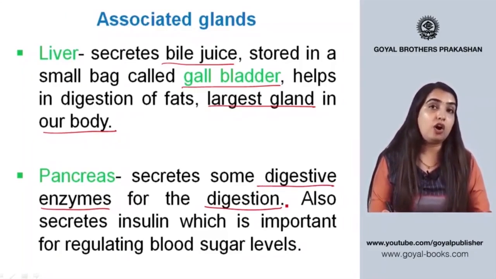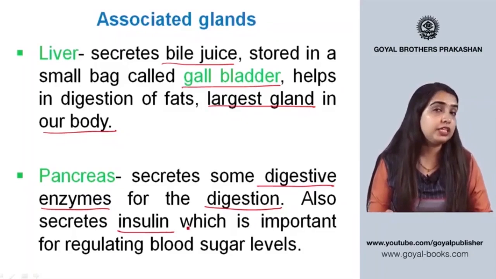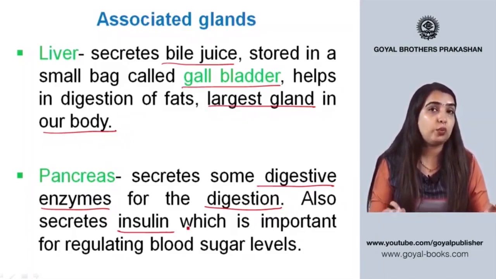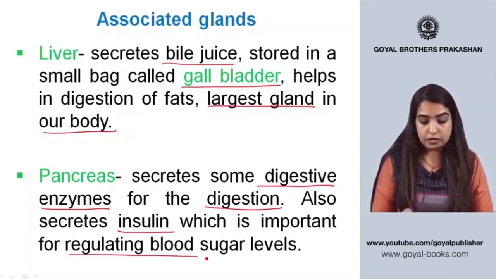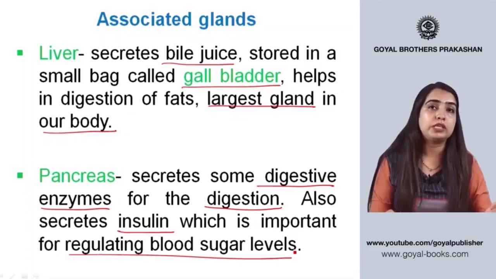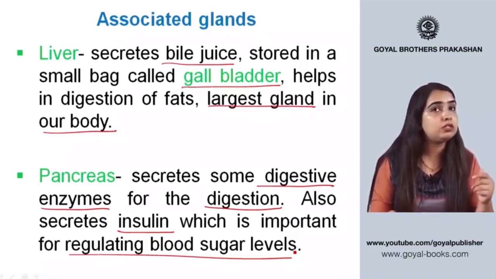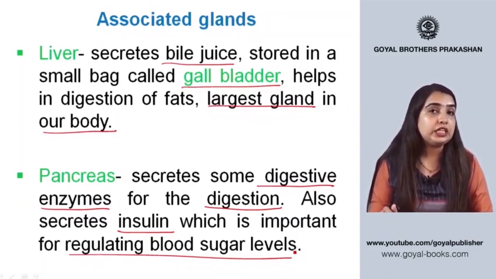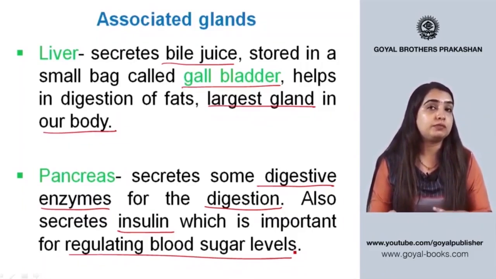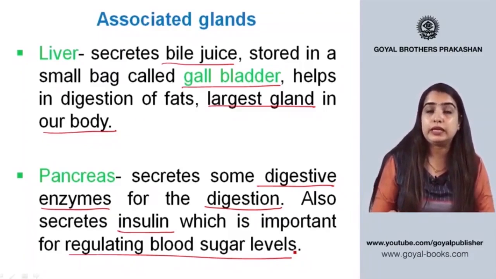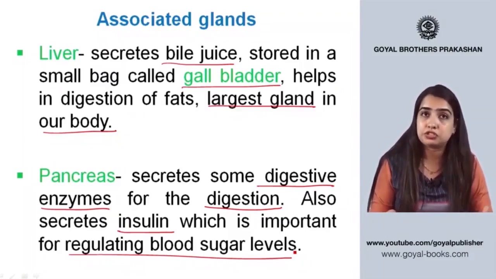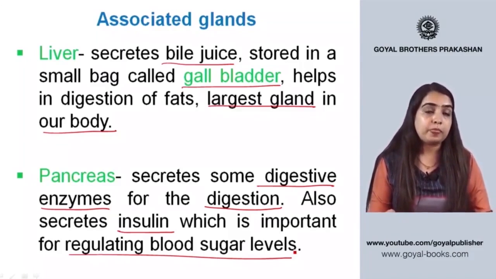Now, the pancreas also secretes certain digestive enzymes which help in digestion. It also secretes insulin, and insulin is very, very important because it helps in regulating blood sugar levels. If you've heard about any diabetic patient, you might have also heard that they take insulin injections. It is because of certain issues in their pancreas that insulin is not produced in the required or desired quantity, and hence they have to take insulin injections to help regulate their blood sugar levels.